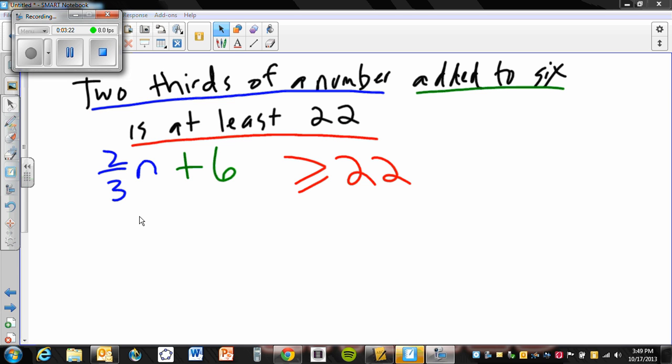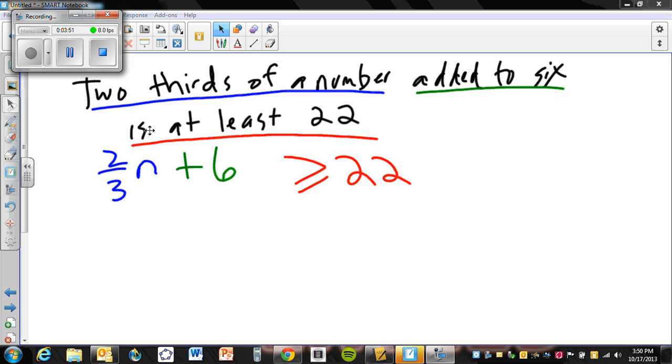Now when you see the words is at least or is at most or anything along those lines, think of it in terms of money in your pocket. If I have at least $22 in my pocket, I can have $22, and I can have anything above $22 to say I have at least $22. If I have at most $22, 22 will be my maximum. It'll be my greatest number, and I can equal that number.